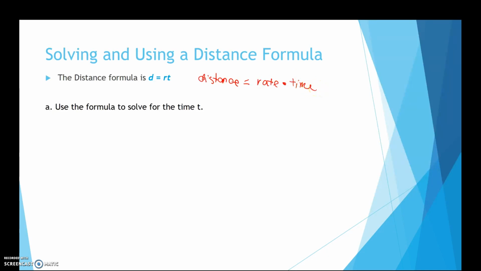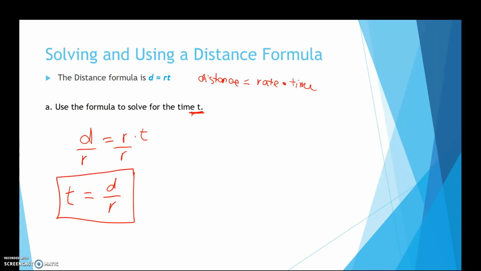So we're going to use this formula and we're going to solve for T, meaning we're going to get T all by itself. So I'll rewrite the formula, distance equals R times T. Solving for T, so I'm going to divide both sides by R. So T is going to equal my distance divided by my rate, and that is my answer.